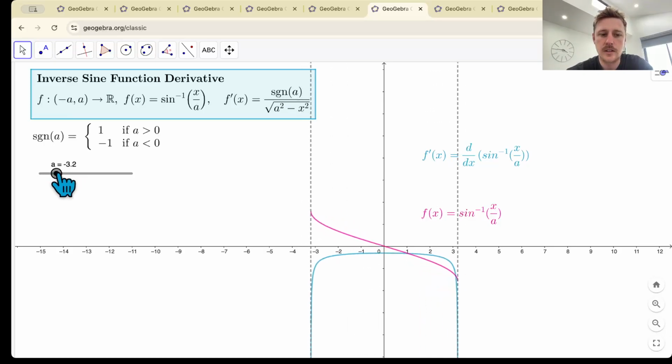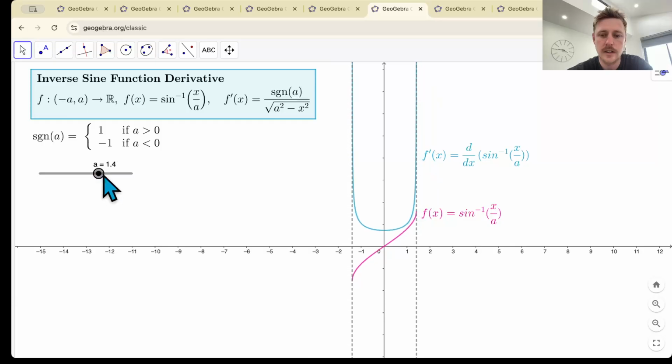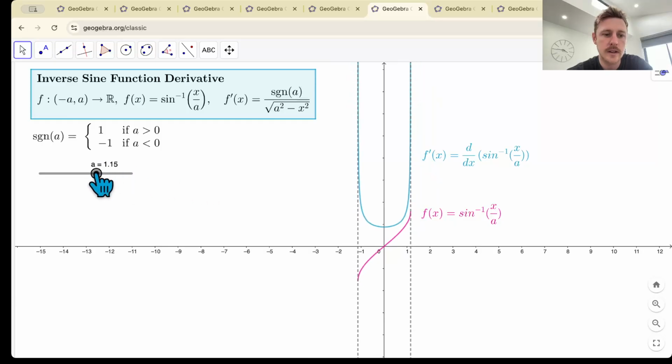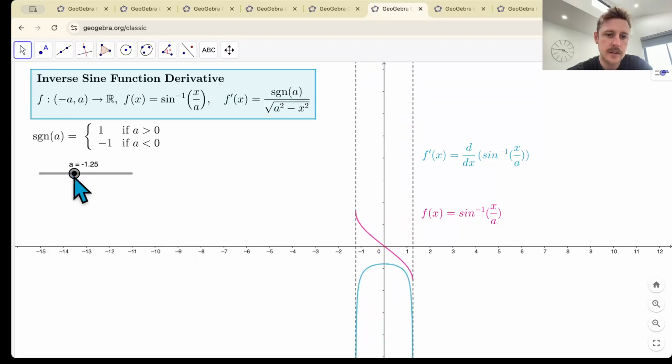So this is what we get. We end up with this situation going on here. And you can see that, again, the sine inverse function, when a is 1, goes between negative 1 and 1, and that corresponds to asymptotes on the derivative function. And yet when a is negative, then this numerator becomes negative. So then we get a reflection of the derivative over here. Okay? Yeah, hopefully that's making some sense.